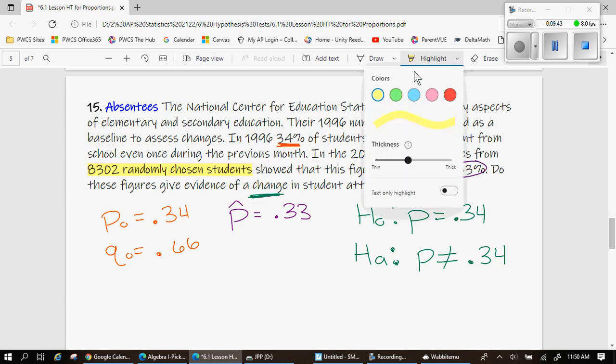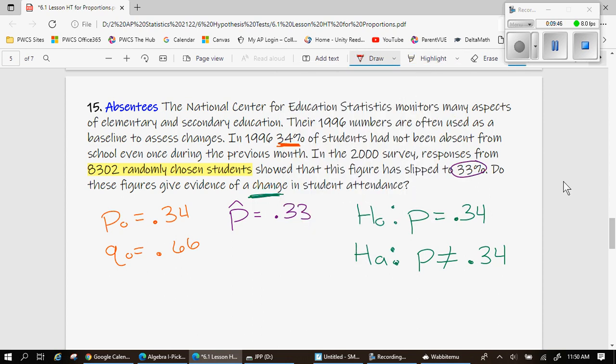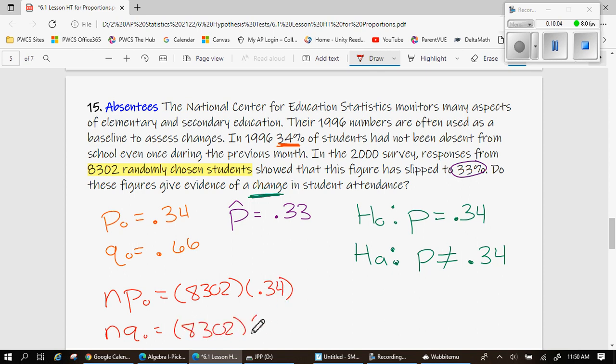And the last thing we need to check, which I will write out, is we need to check our NP from our null. I'll call it NP null and NQ null. So we are going to multiply our 8,302 by our null P and by our null Q. And what we're saying is, since we're assuming that this is true until we can show otherwise, then we are going to see, hey, if this is the true proportion, will we have enough successes and failures for it to apply to the normal model? So let me make that calculation.